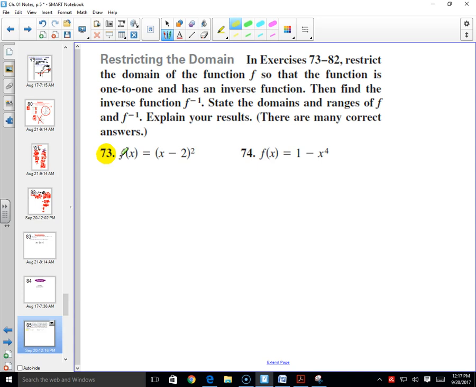If I want to restrict the domain, I'm cutting down my function. But I'm cutting it down in a very particular way. And this actually tries to explain it to you in the direction. It says, restrict the domain, cut it down so that the function is 1-to-1, and I want to make it have an inverse function. Not 2, just 1. Then find the inverse function, state the domains and ranges of each. All right, here we go.